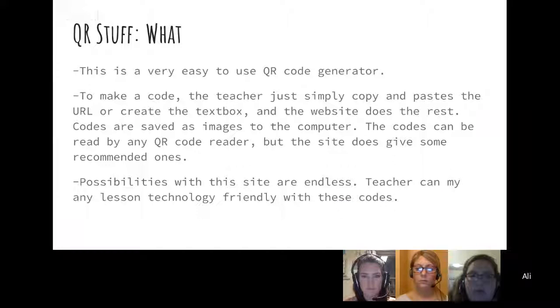You go ahead and just type in the website, you can copy and paste the website into a bar, or you can even create a little text box. And then once you have that all done, you just click done and the website does the rest. It creates the code and you just save the code as an image to your computer. The codes can be read by any QR code reader, but the site does give some recommended ones.